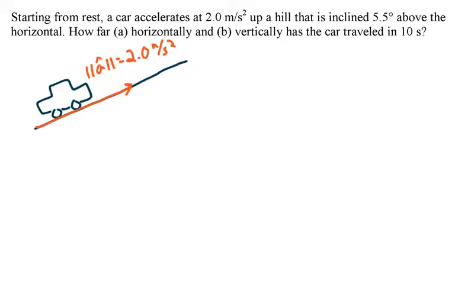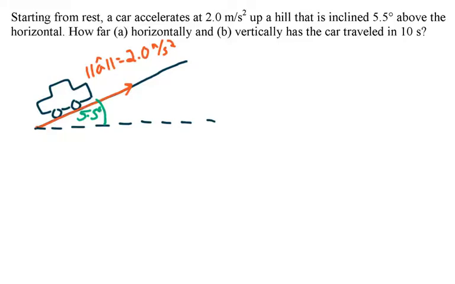Okay, and we know that it is inclined at 5.5 degrees above the horizontal, which means that I'm going to draw just a horizontal line from my starting point. The angle is going to be measured up to that vector from that horizontal line. So this angle here is 5.5 degrees.